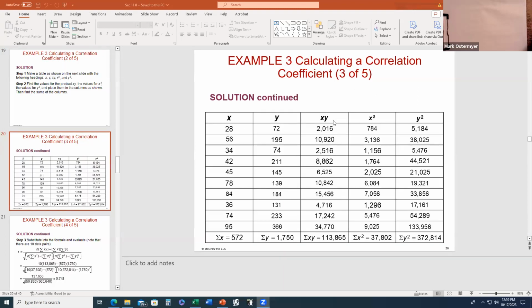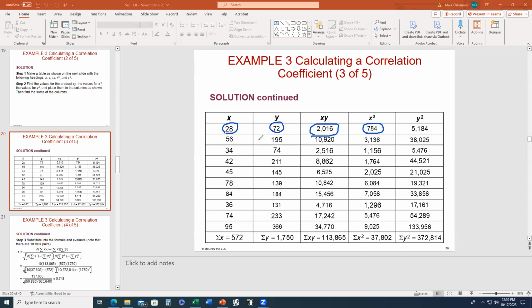All right, notice the third column is X times Y. So how did they get this 2016? Anybody? How did they get this value here? They multiplied 28 and 72. They multiplied X, which is 28, times Y, which is 72, and that gives you 2016. All right. And how do you think they got X squared here? How did they get to 784, do you think?